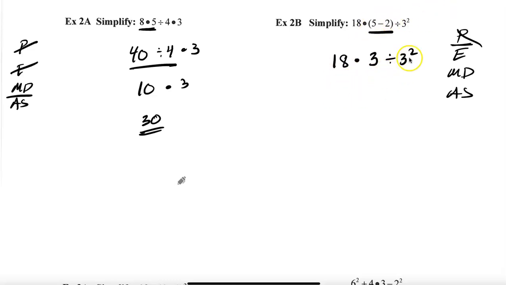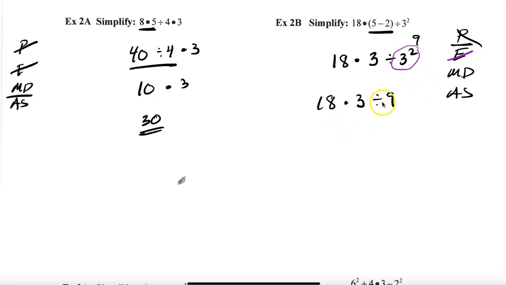And then we look at, okay, what's left? Now I have an exponent. That's the next thing. So I have to simplify this guy. Exponent. 3 squared is 9. So this is going to become 9. So we're going to have 18 times 3 divided by 9.